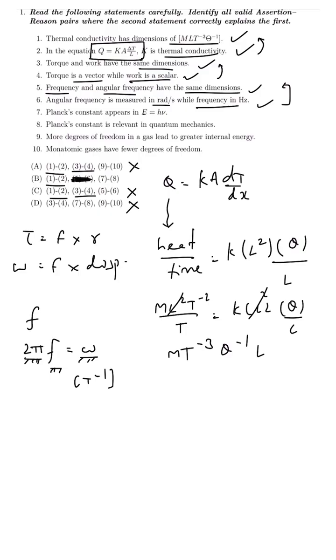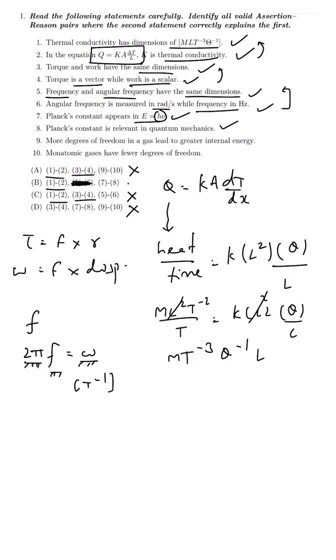7 and 8, Planck's constant appears in E equals h nu. Correct. h is Planck's constant. And Planck's constant is relevant in quantum mechanics. True. So 7 and 8 would come. That's correct. Let's go on with 9 and 10.